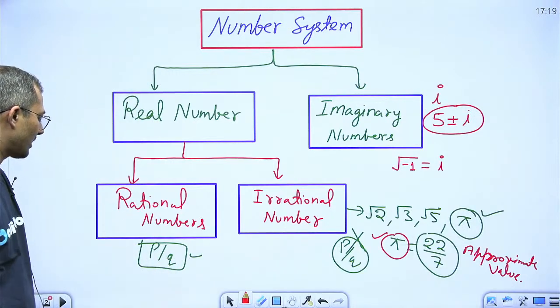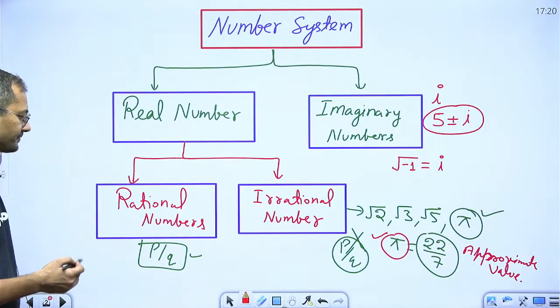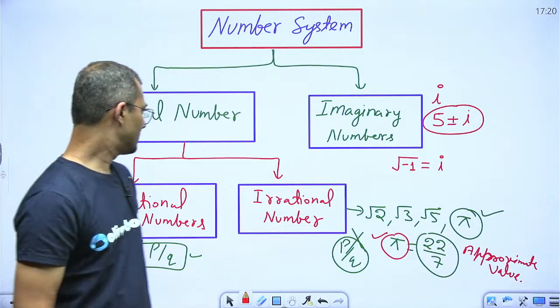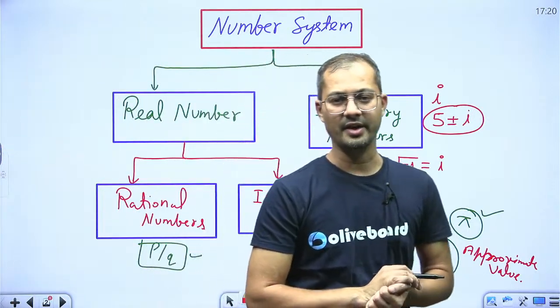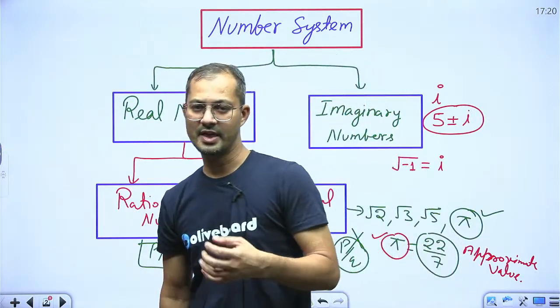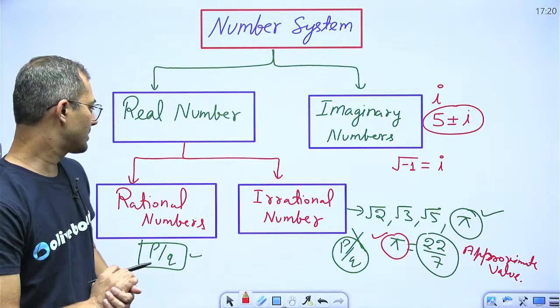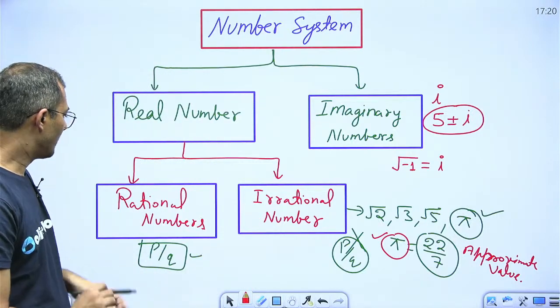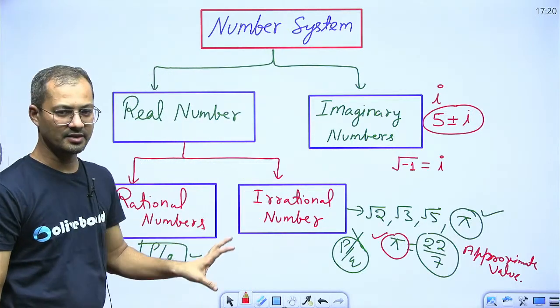Normally we represent rational numbers by Q. Q stands for quotient. Got the point? So rational number and irrational number, I think this is clear.